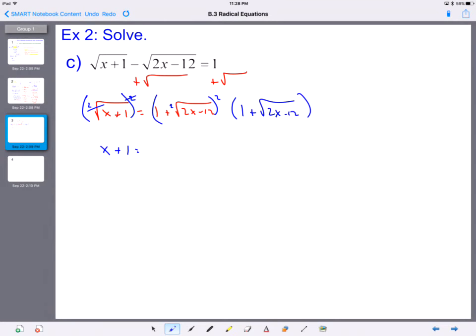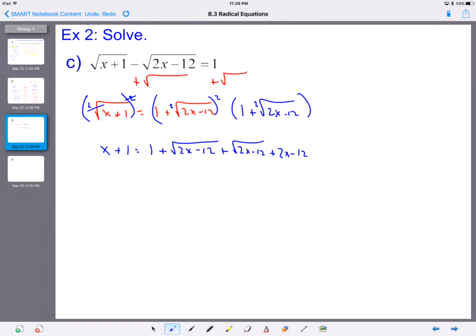So we'll use our distributive property. 1 times 1 is 1, plus 1 times the square root of 2x minus 12. And then we'll get 1 times the square root of 2x minus 12 again. And then the square root times the square root. Since they're the same, they cancel each other out, and it'll be plus 2x minus 12.